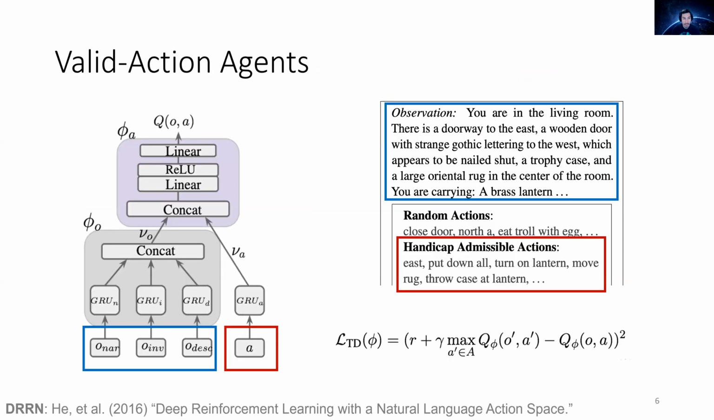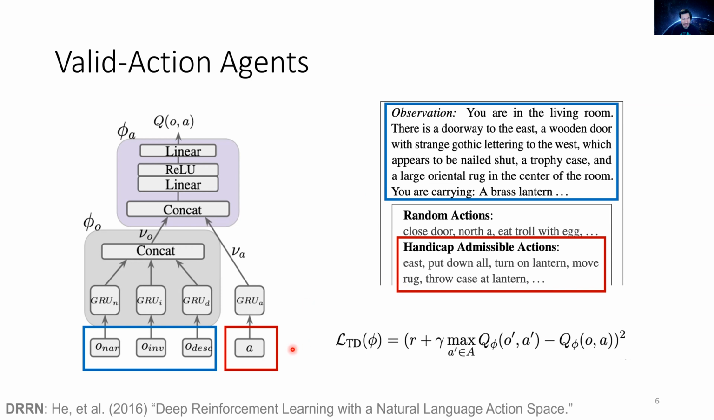The second archetype of agents are valid action agents, such as the DRRN agent shown here. Now, these agents rely on a list of pre-identified valid or admissible actions for the current state. And these actions can be acquired through Jericho by using the handicap to ask for the actions for the current state. So as you can see, you get the observation of being in a living room, and the Jericho simulator can tell you the list of valid actions that you can actually do at the current state you're in.